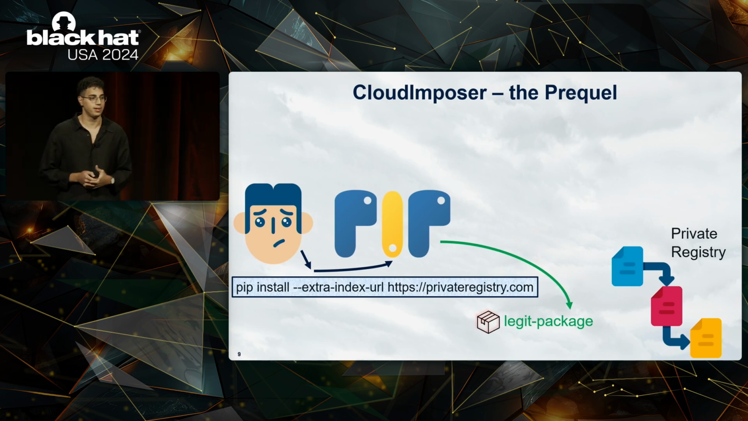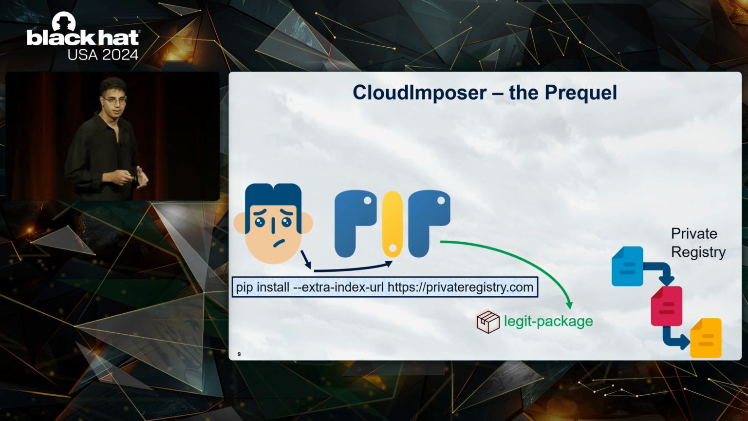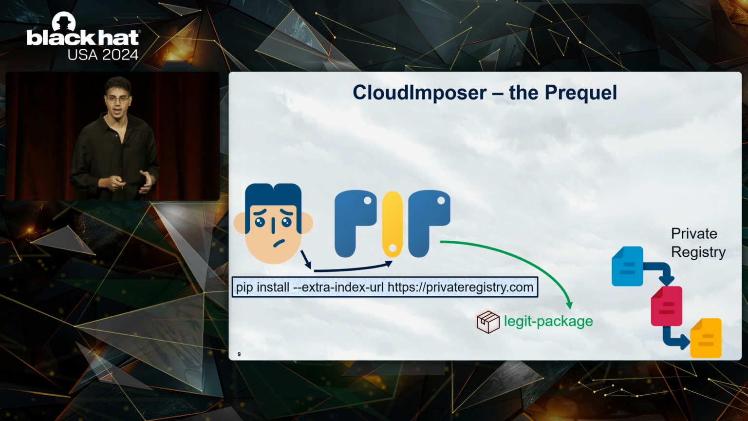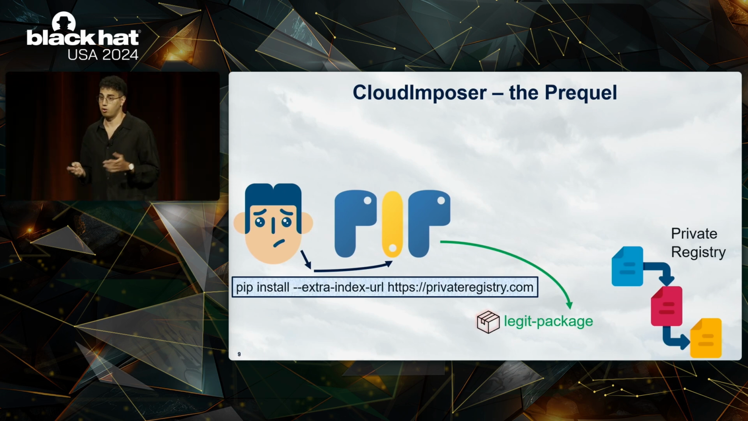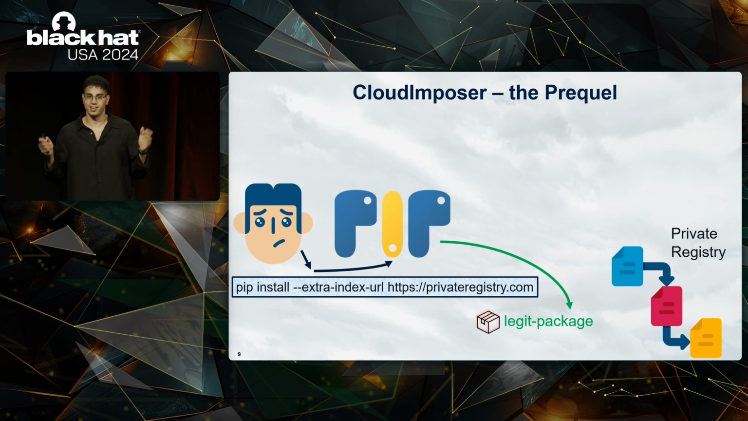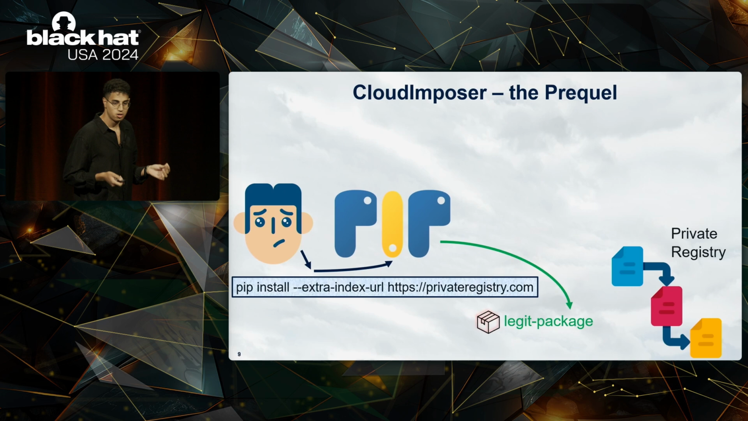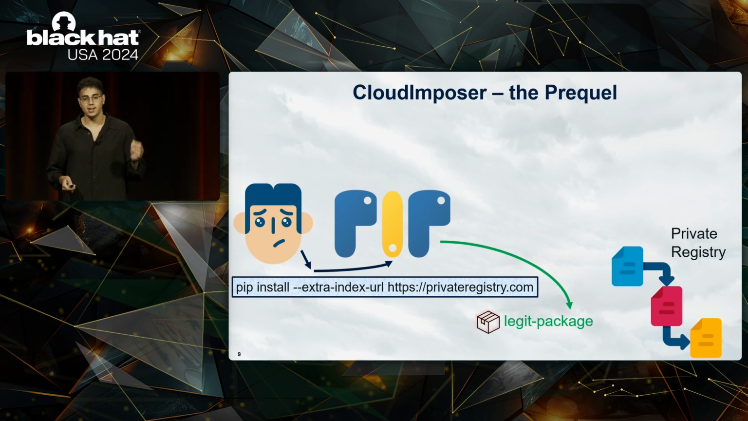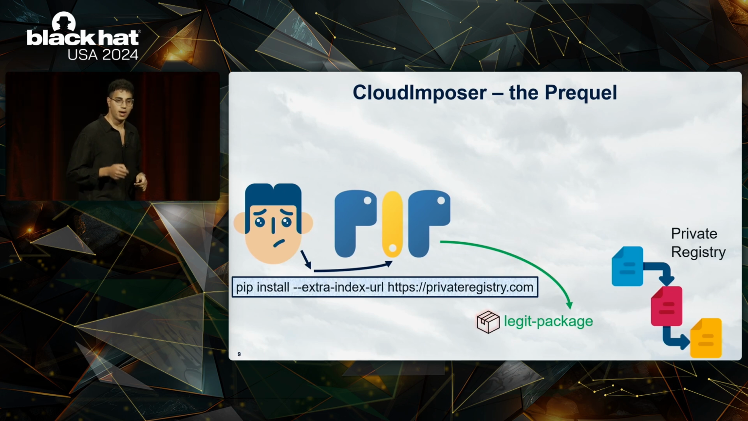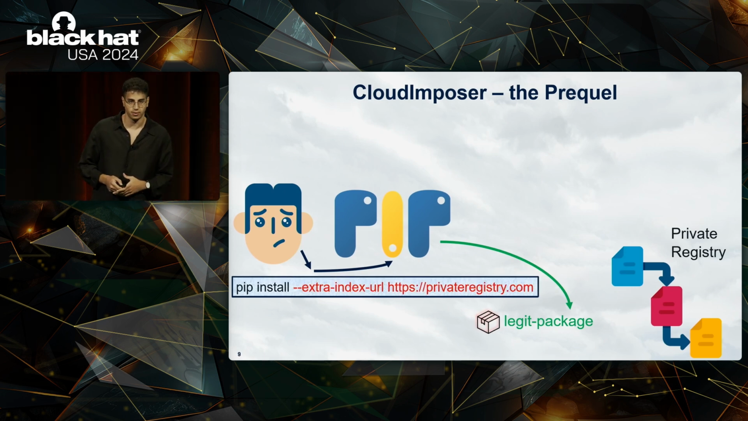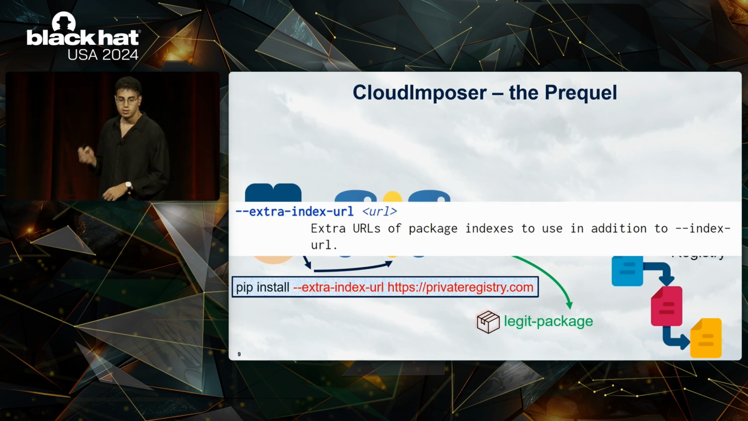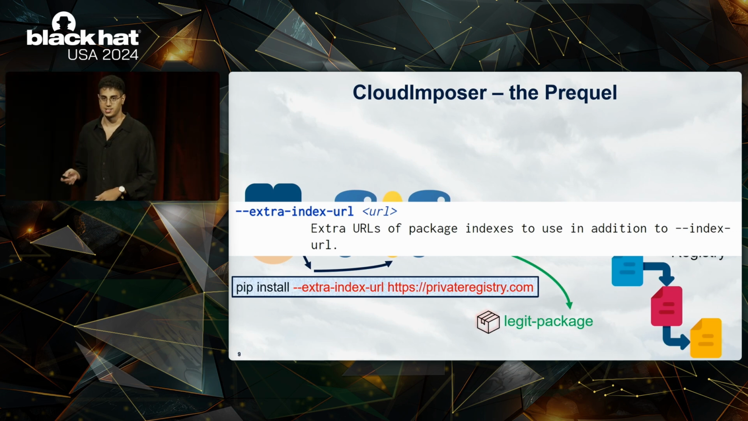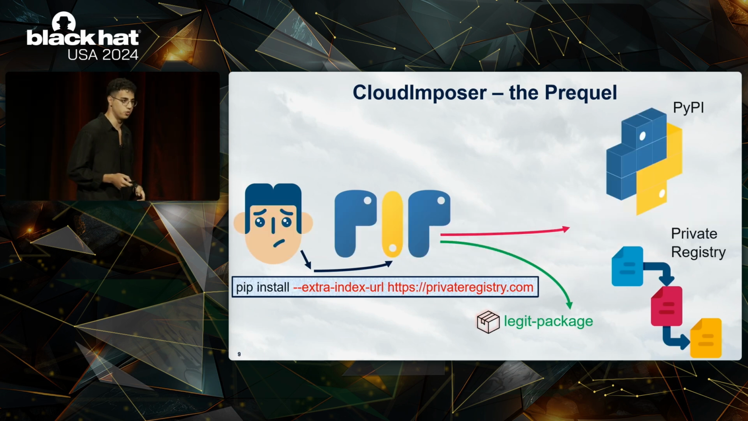The prequel to this vulnerability was the attack technique that Alex Birsan discovered and named dependency confusion. So as you can see on the screen, an innocent user or application just tries to install an innocent package from its own private registry. And it does so by using this pip install command and by using this extra index URL argument. What it doesn't know is that this extra index URL argument also searches other indexes, other Python indexes in that case. Some of them is the public registry, PyPI.